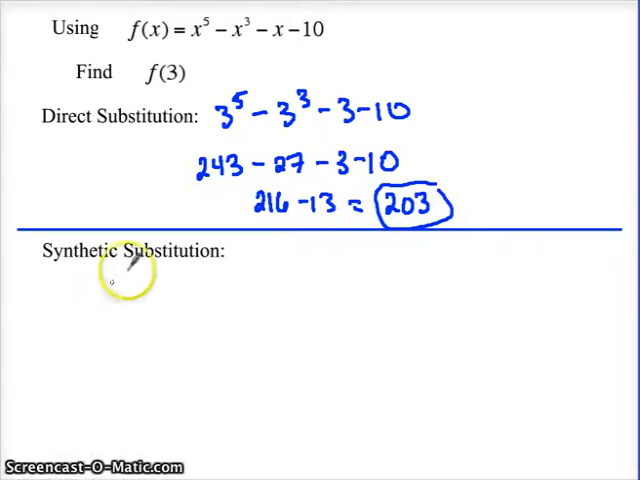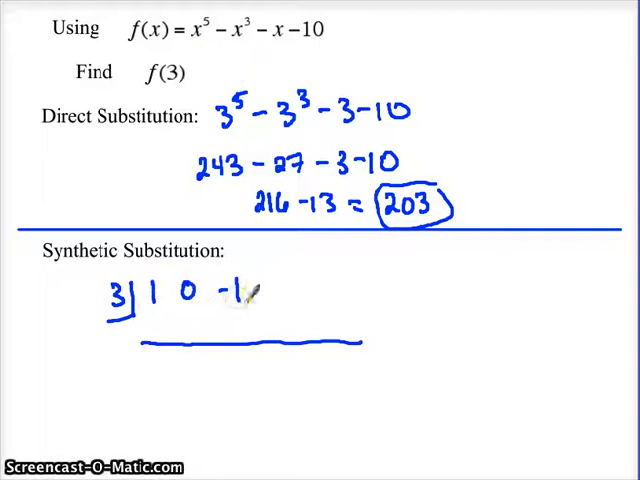Let's check our answer with synthetic substitution. Again, we're going to take that 3, we're going to put it up in the box. We're going to take all of our coefficients, so 1x to the 5th, notice 0x to the 4th, minus x to the 3rd, again 0x squared, minus 1x, and a negative 10 for the constant. So we've got to work our way all the way down there. Now we just start the process.